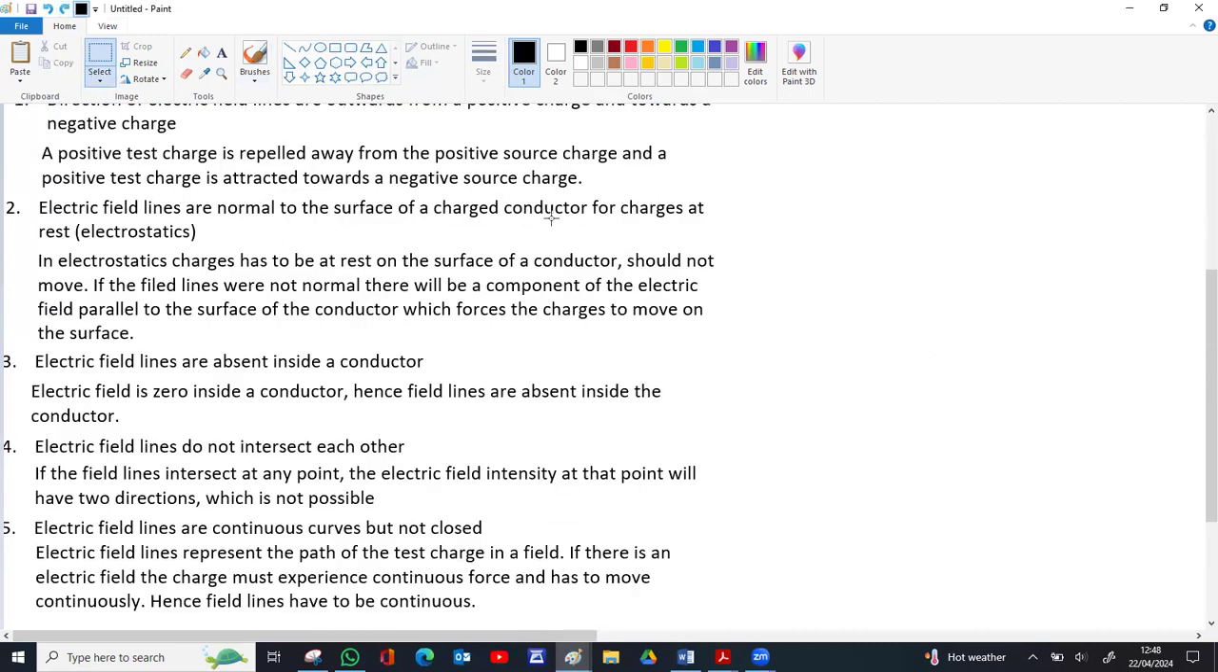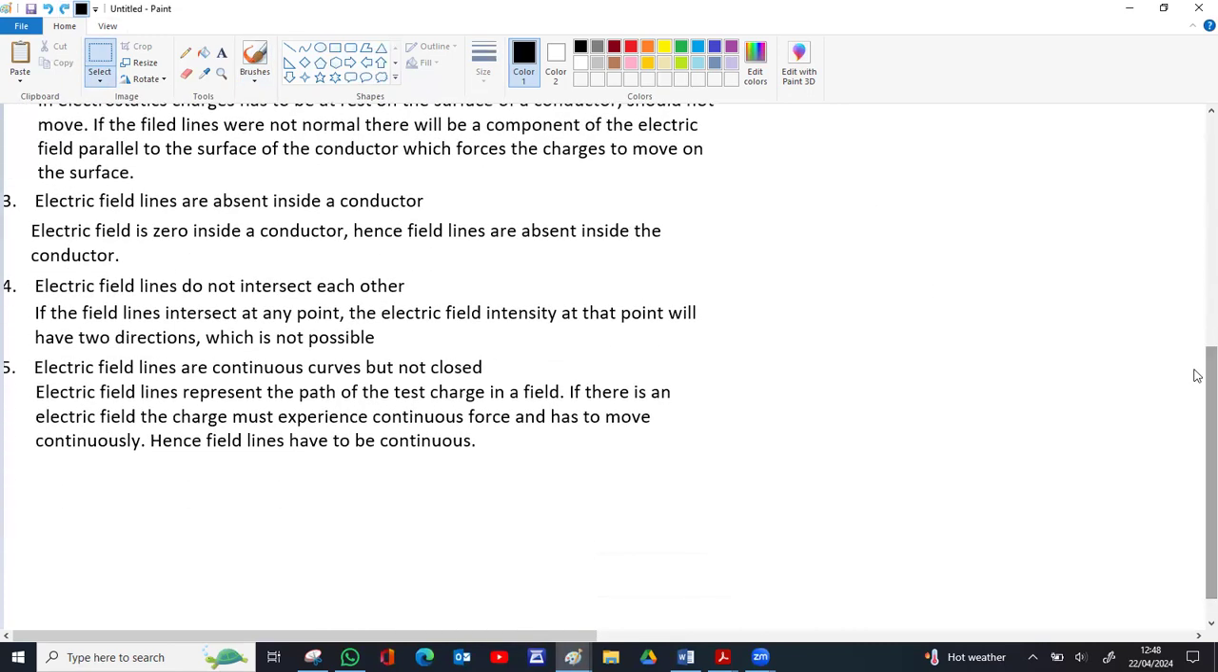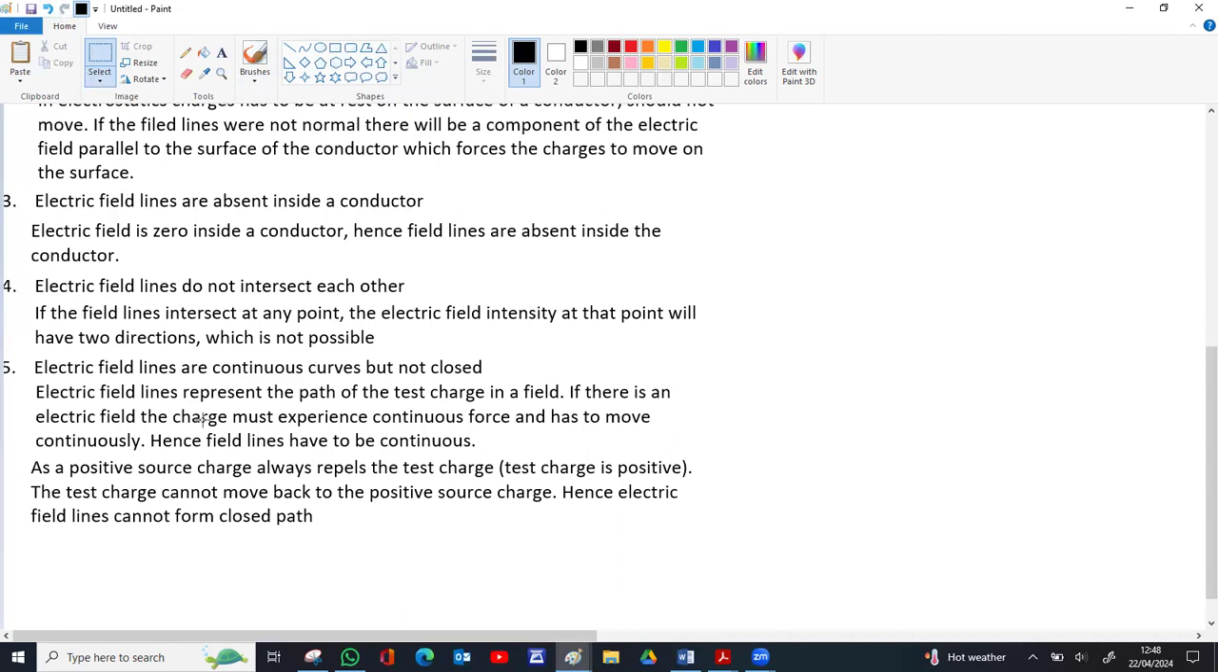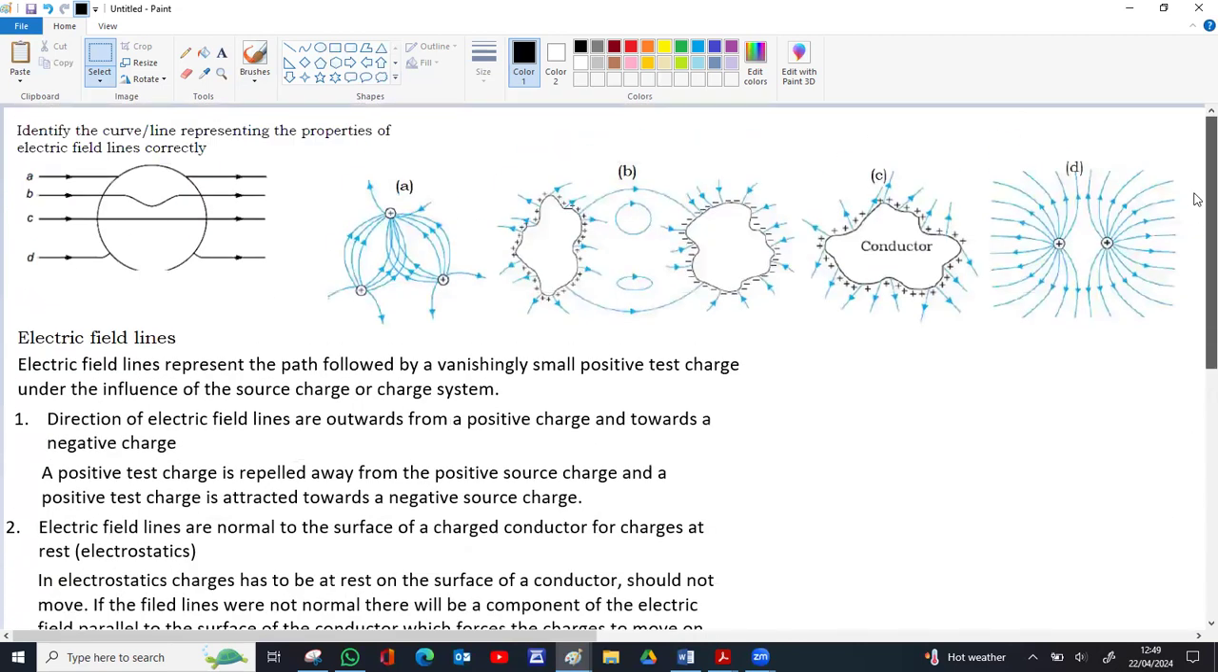These are the important properties regarding the electric field line. This is for why it has to be continuous without any break, and this is for why it has to be not closed. Electric field lines cannot be closed. So based on these properties, you have to go back to the question.